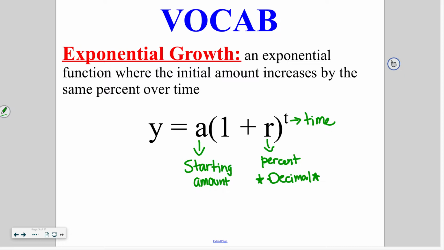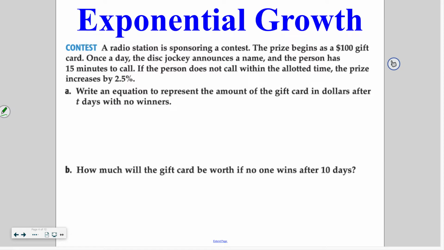So, for example, a radio station is sponsoring a contest. The prize begins at a $100 gift card. Once a day, the disc jockey announces the name, and the person has 15 minutes to call. If the person does not call within the allotted time, the prize increases by 2.5%.